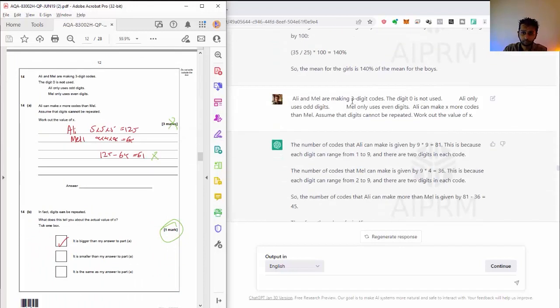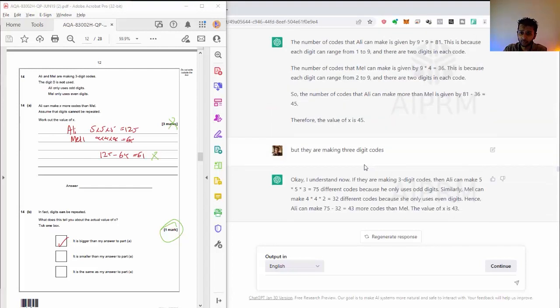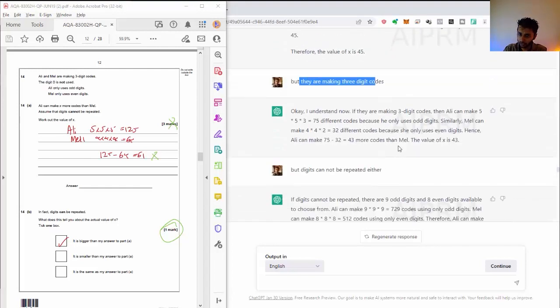Question 14. It's about making 3-digit codes, and the digit 0 is not used, and also digits cannot be repeated. Initially, it gave me the answer that Ali can make 9 times 9, so 81 different codes, because there are 2 digits in each code, but clearly I said there were 3-digit codes. So I had to tell it again, we are making 3-digit codes. Okay, I understand. So Ali can make 5, 5 and 3, so 75 different codes. But this is assuming that we cannot repeat. This is assuming that we can repeat numbers.